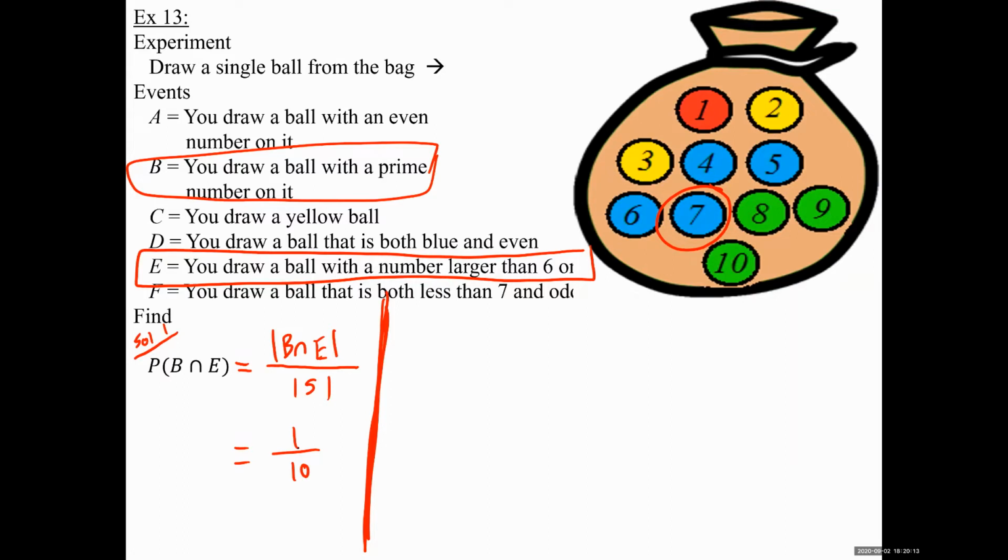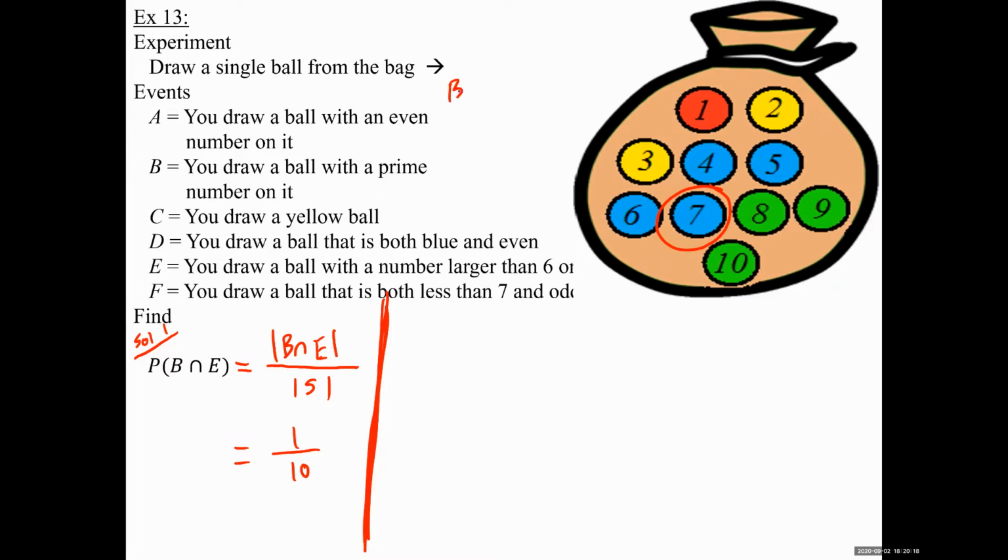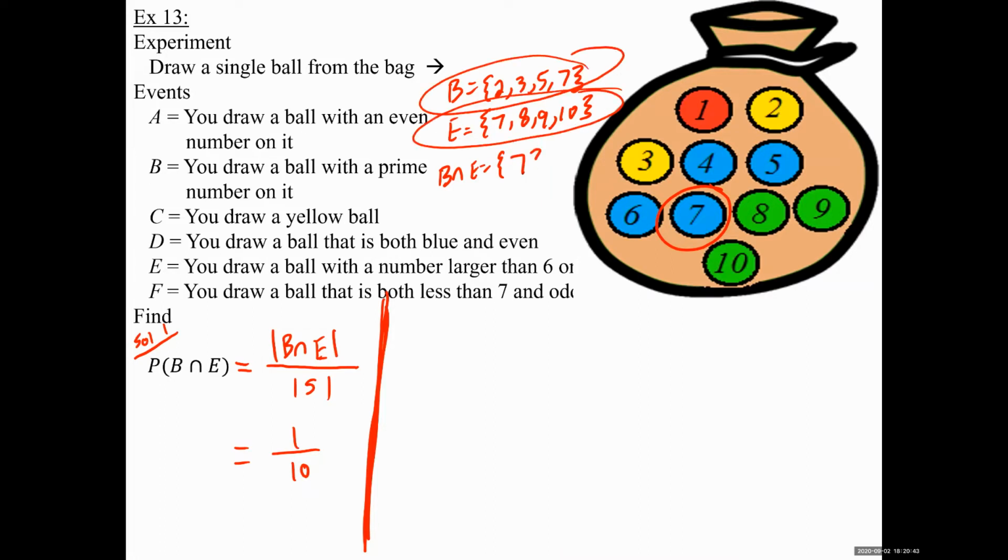Or if you don't want to read the words and do it like that, one way you can do it is you can write down what B is. B are the primes. 2, 3, 5, 7 are the primes that are in this bag. E are the numbers larger than 6. That's 7, 8, 9, 10. So I'm writing events over here. And then I'm going to find what B and E is. Remember what that means. That's the stuff that's in both. And if you look at these two lists, the only thing that's in both is 7. And then this says count how many things are on this list. One thing. Anyway, so that's how you do it the first way. Any questions?